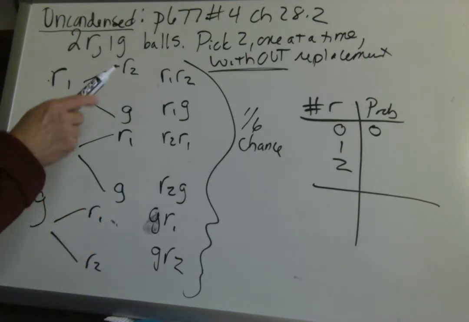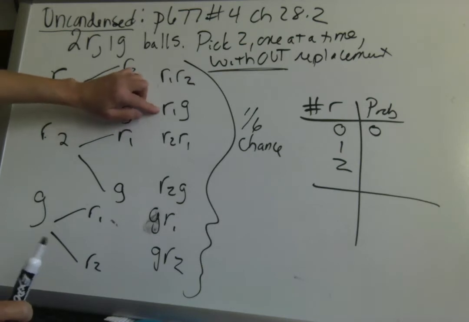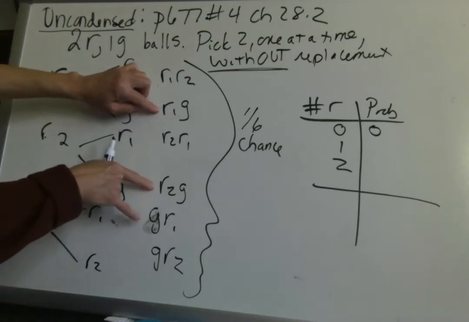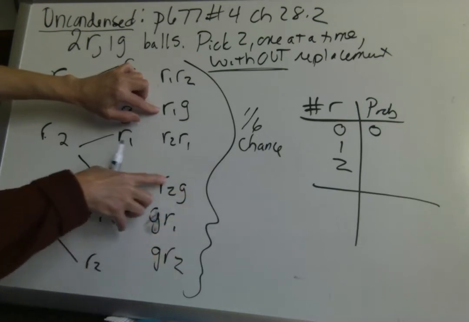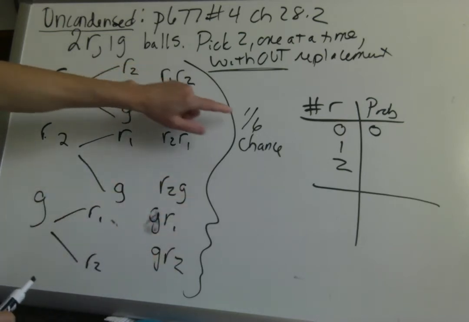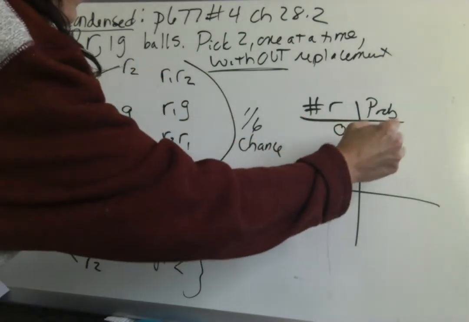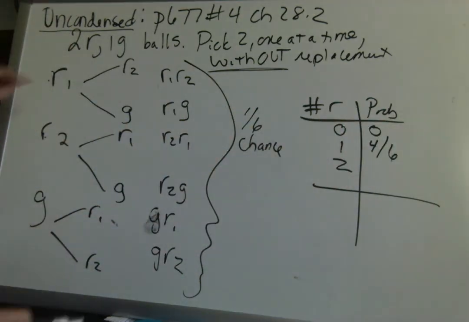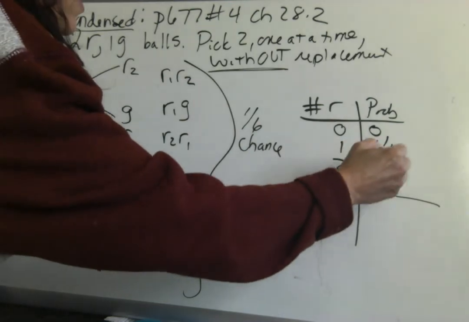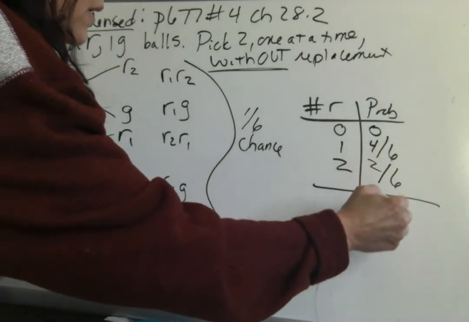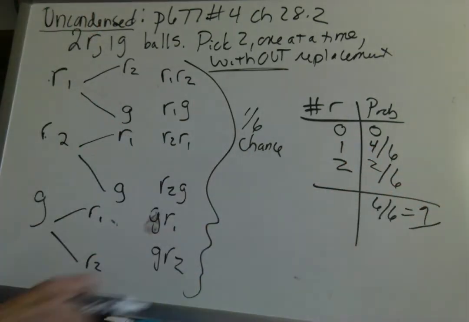How many just have 1 red? This one, this one, this one. I don't have enough fingers. Those 3 and that one. 4/6. And now 2 reds. This one and this one. 2/6. I have not messed up because this is 6/6 or 1.